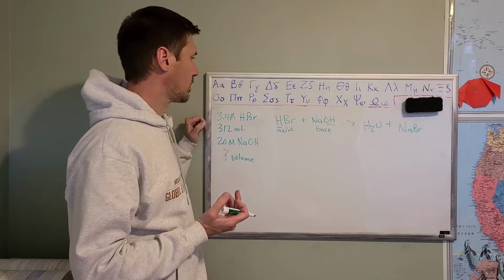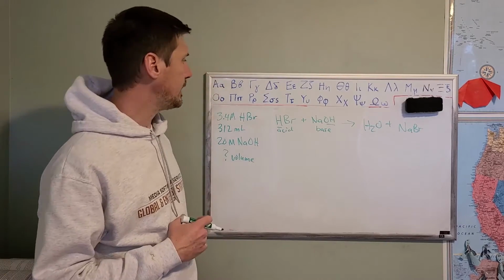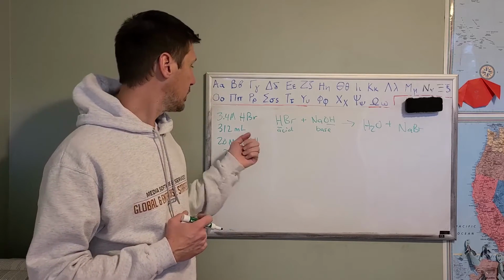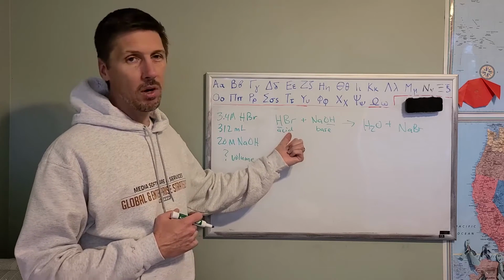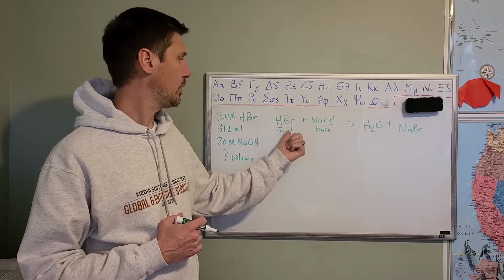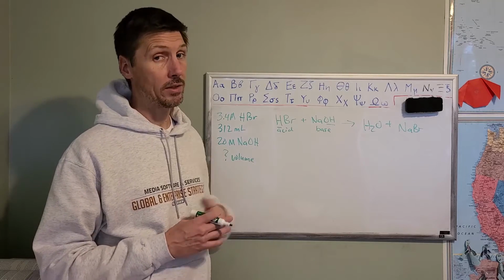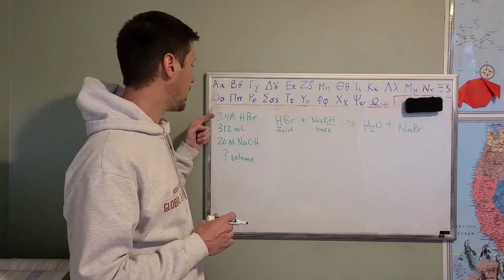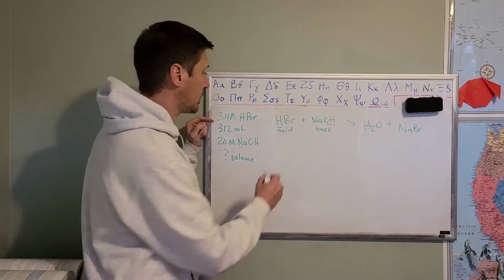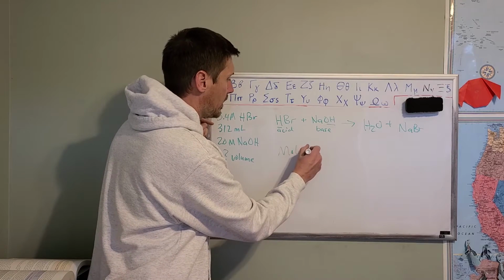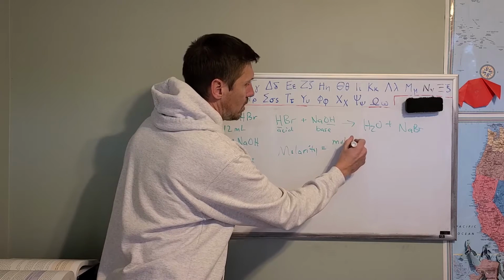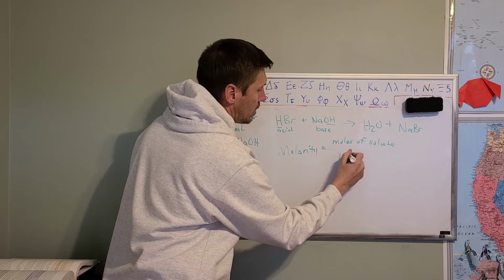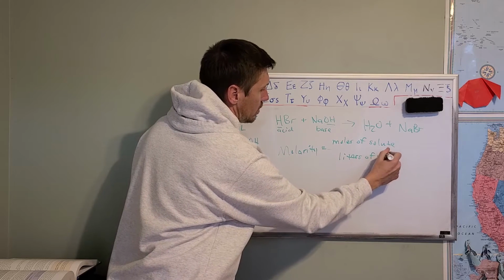So the next step is, in order to figure out how much NaOH we need to completely neutralize this acid, we need to find out how many moles of this acid we have, and then using stoichiometry, we can figure out how many moles of the base that we need. So how are we going to get the number of moles of HBr? Well, we do that with the molarity, because if you remember, molarity equals moles of solute over liters of solution, right?